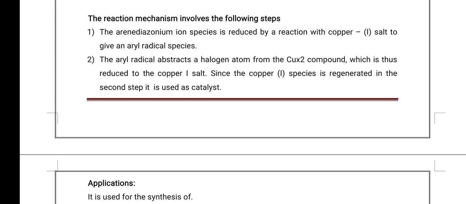Now the mechanism for this reaction. First of all, the aryl diazonium ion species is reduced by reaction with the copper salt, which is used as a reducing agent, and they form the aryl radical species. Second, the aryl radical abstracts the halogen from the copper chloride or CuX2. It means there is a presence of any of the halogens. It might be chlorine, iodine, fluorine, or bromine. Thus the copper is reduced to a copper 1 salt, and this species is regenerated in the second step, acting as a catalyst. This is about the mechanism part.